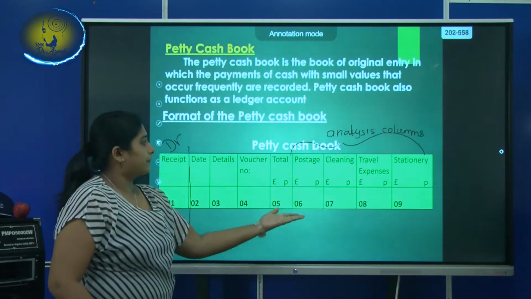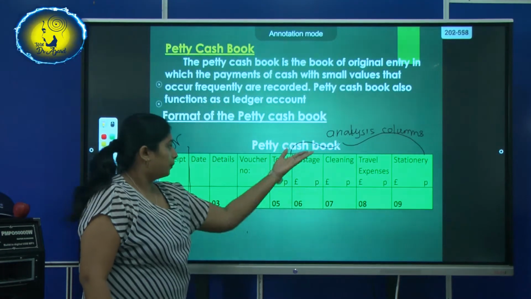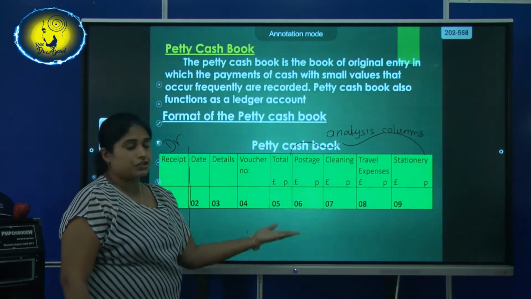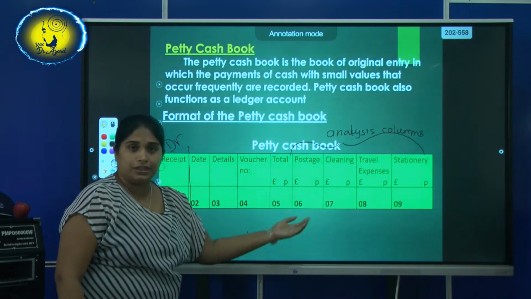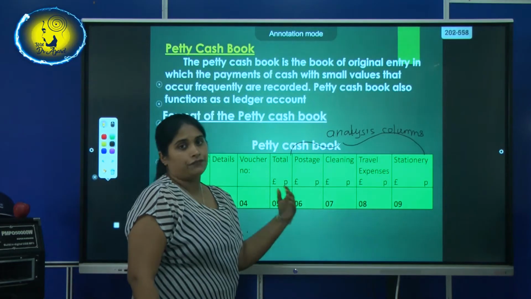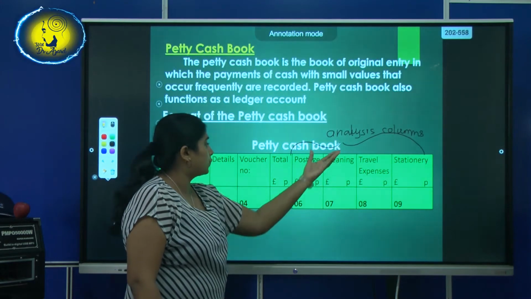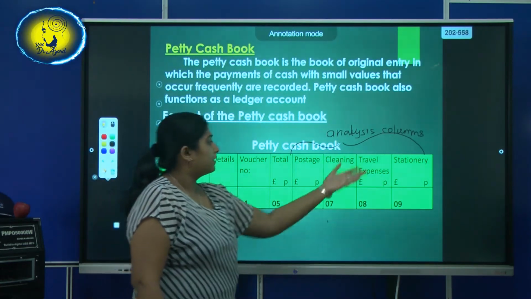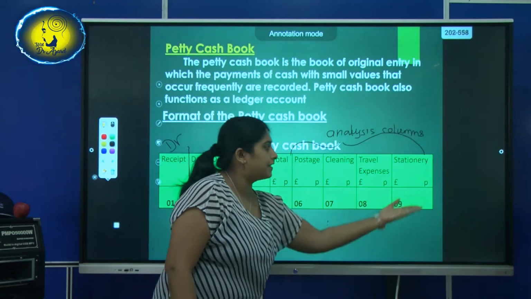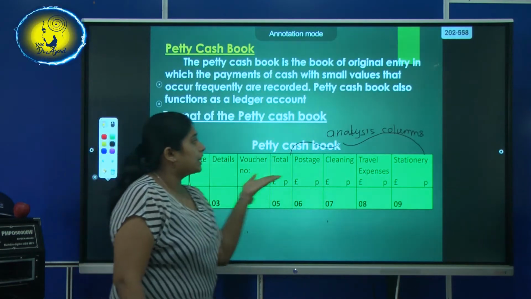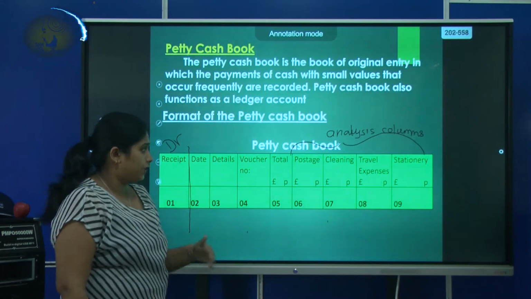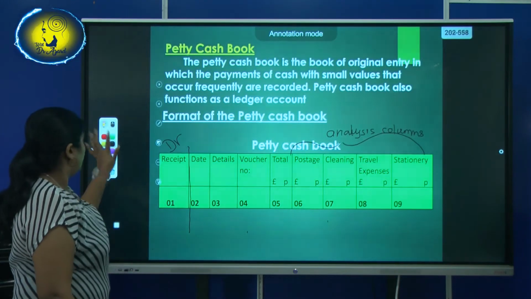Okay, so I have taken only 4 columns. Postage, the transactions which are related to postage, are included in this column. Cleaning, if you are paying for a cleaner or if you are purchasing some cleaning equipment, it will be included in this column. Travel expenses and stationery. So remember children, these analyses columns differ from business to business.